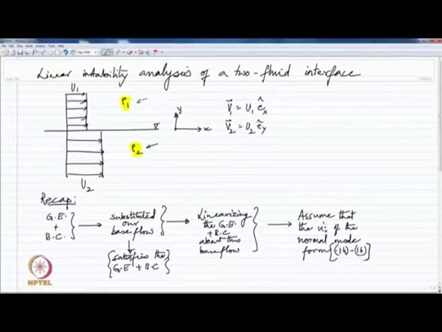denoted by the primed quantities ui prime, vi prime, pi prime, etc. And we substituted the perturbed flow fields into the governing equation and boundary conditions and linearized the flow. So, the first step was to linearize the flow field about this base flow field. Okay, so, that gives us a set of linear partial differential equations that will describe the growth or decay of the perturbed quantity.